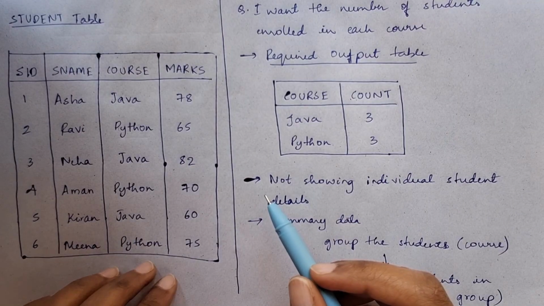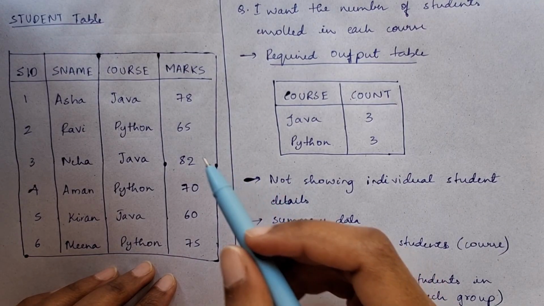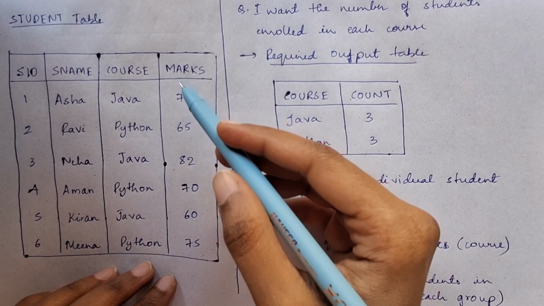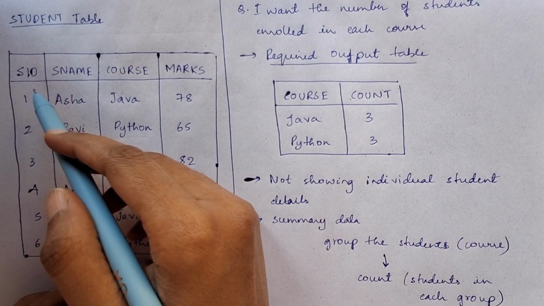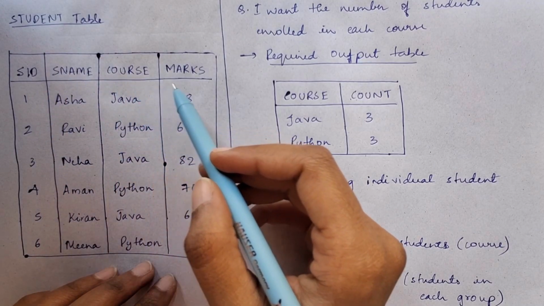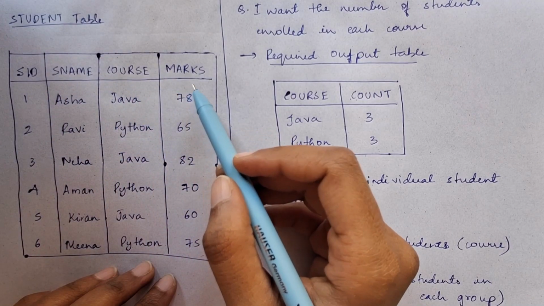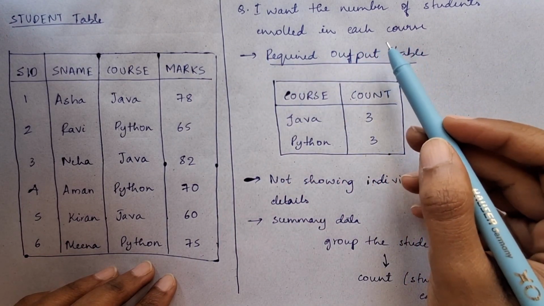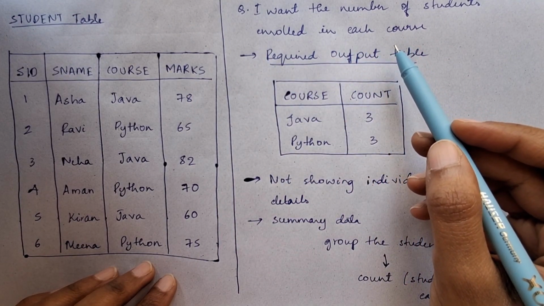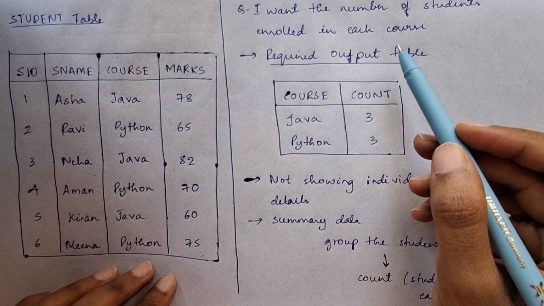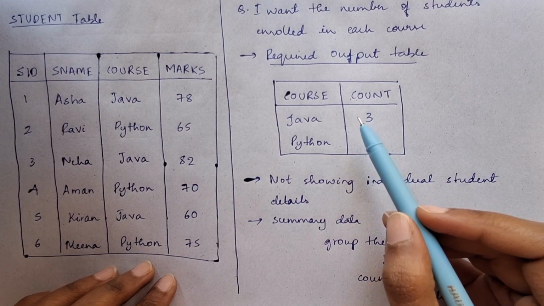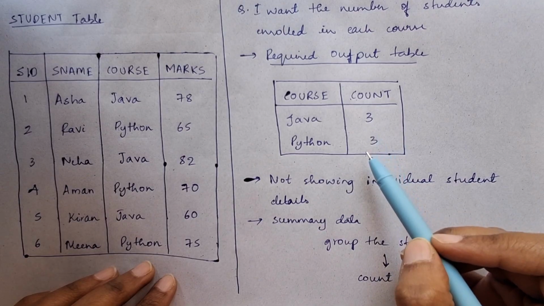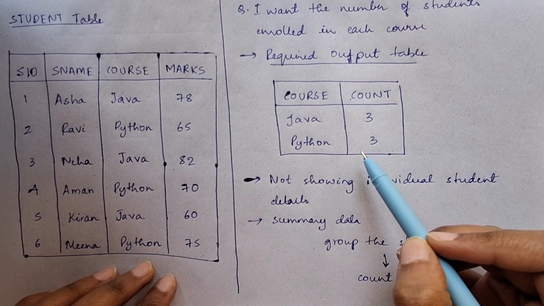Okay, before I explain the group by clause, let us first look into a simple situation. Guys, you see a student table here. It contains 4 columns, that is student ID, student name, course as well as marks. Now suppose I want the number of students enrolled in each course. Guys, not total number of students, I want count of students course wise. That is, the output should be like this. This table clearly shows 3 students enrolled to Java as well as 3 students enrolled to Python.